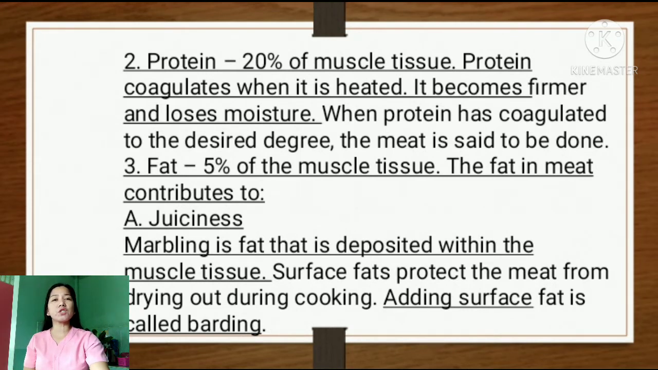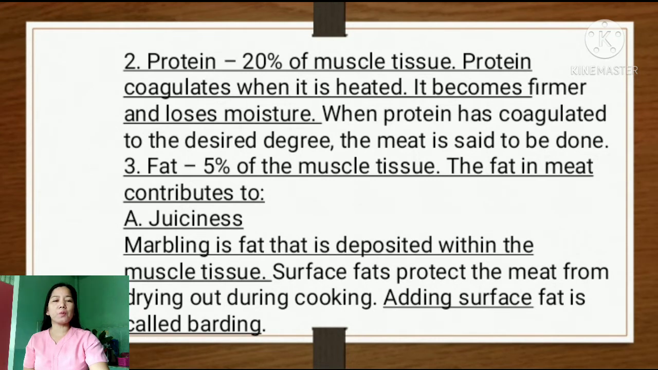The third component is what we call the fat. So, fat, 5% of the muscle tissue is the fat. The fat in the meat contributes to, A, its juiciness. Kaya nagiging parang malasa, masabaw ang karne is because of its fat content, which is 5%. So, marbling is the fat that is deposited within the muscle tissue. Ang tawag dun sa fat na naka-deposit o naka-embed dun sa muscle tissue ay tinatawag nating marbling.